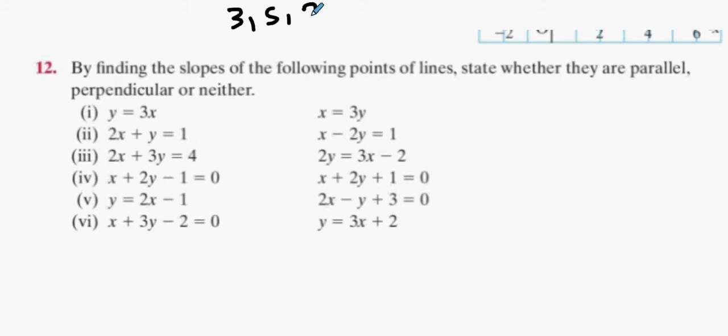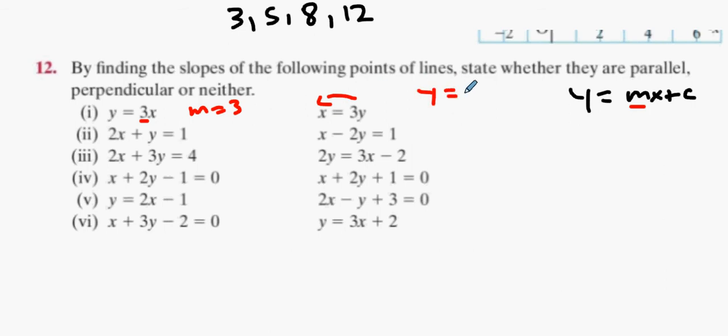Now question 12. Find the slopes of the following pairs of lines, state whether they are parallel or perpendicular or neither. Well, we're going to use y equals mx plus c. We're constantly going to get y on its own. So this one has a slope of 3 because the m value is 3. In this one we need to get y on its own. So multiplication by 3 on the right would be division by 3 on the left. So that would be 1/3 x equals y, which is the same thing as y equals 1/3 x.